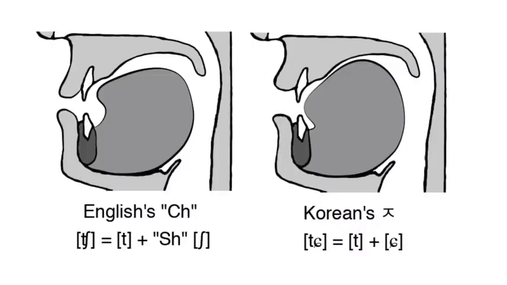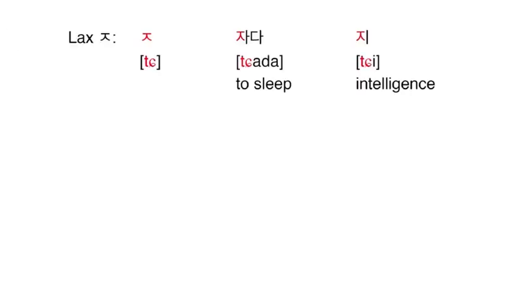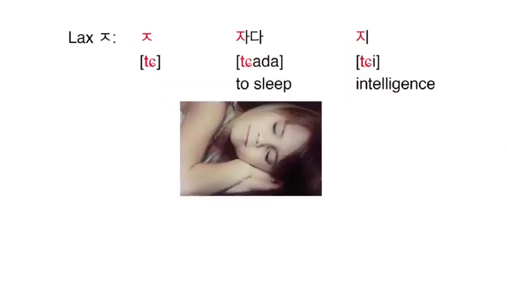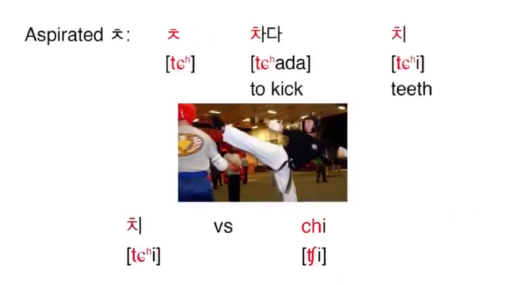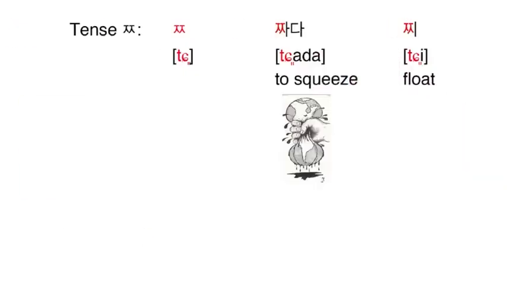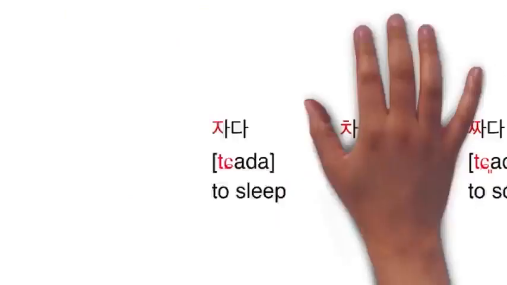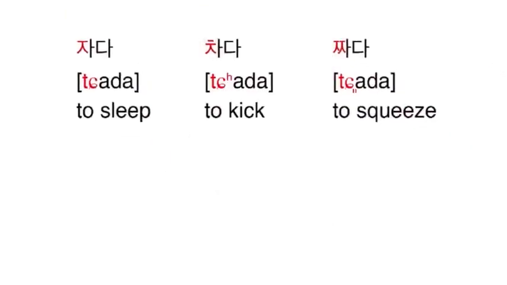And like all the consonants in this video, we have three versions. First, we have the lax version. ch as in 자다, 지. If you're comparing to English's ch sound, you can compare 지 and 치. Our next ch sound is the aspirated version. ch as in 차다, 치. If you're comparing to English's ch, English has 치 and Korean 치. And then comes the tense version. 쯔 as in 짜다, 지. If you're comparing this consonant to the English ch sound, you can use 지 and 치. And if you're comparing all three Korean ch sounds to each other, there's 자다, 차다, and 짜다.